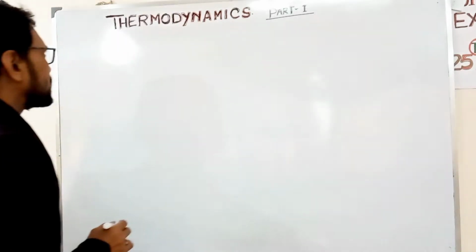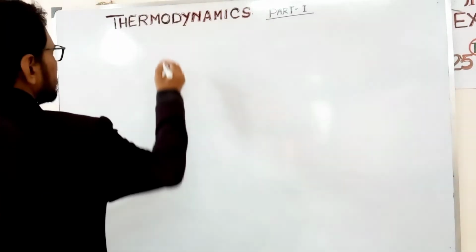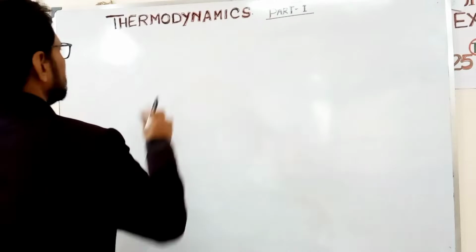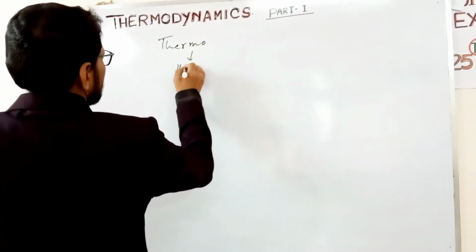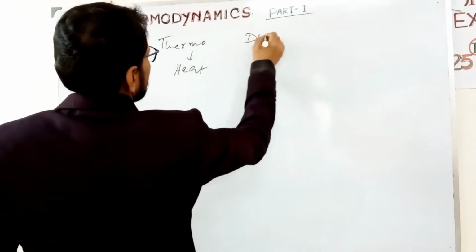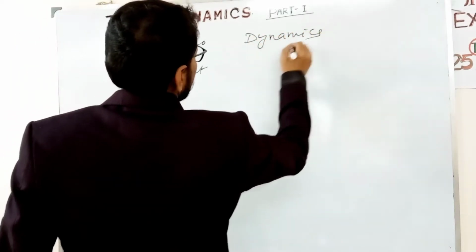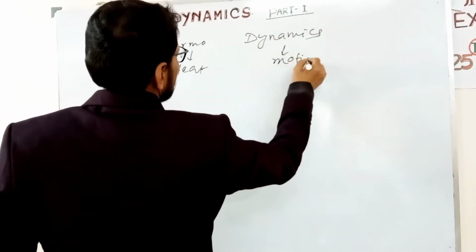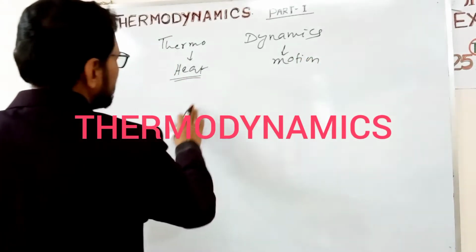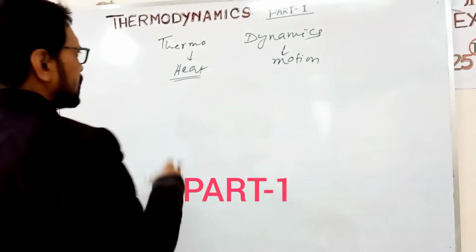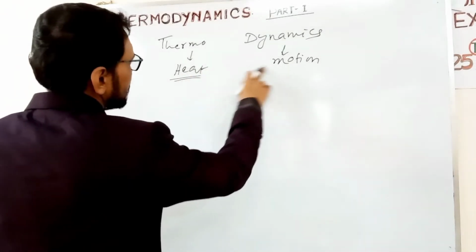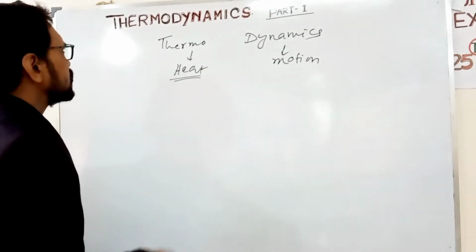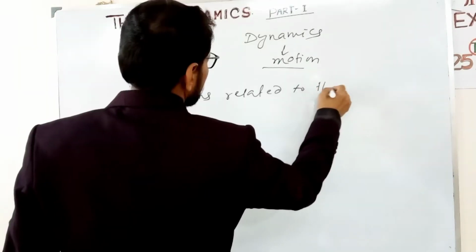So, Thermodynamics part 1. What is the meaning of thermodynamics? Thermo means heat, dynamics means motion. So this is the part of how heat produces motion, the laws, the processes, the derivations, etc. related to heat and motion. This is the branch of thermodynamics.